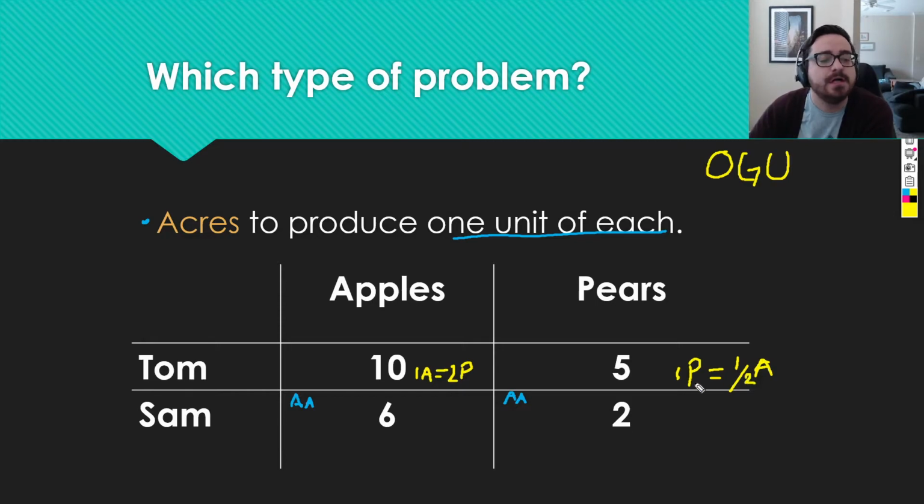Logic checks out. Okay, find the opportunity costs for Sam using this OGU formula pattern. Find the opportunity costs for Sam of 1 apple and 1 pear. Go.